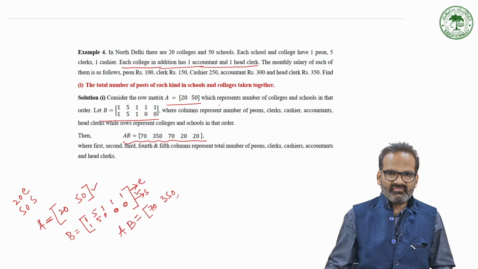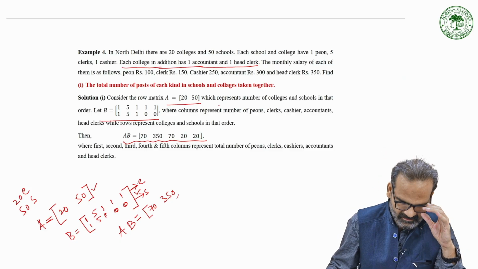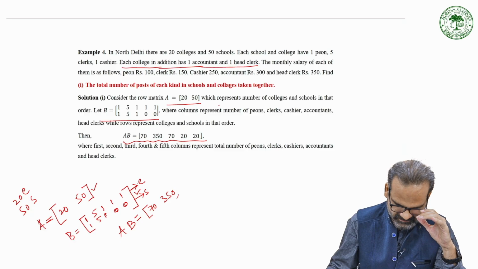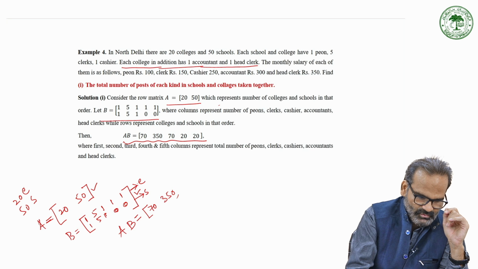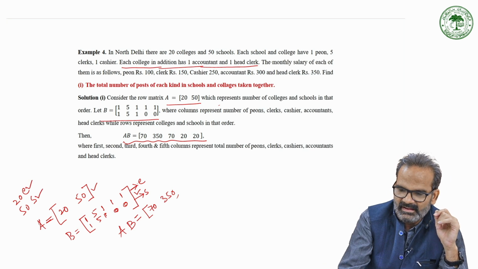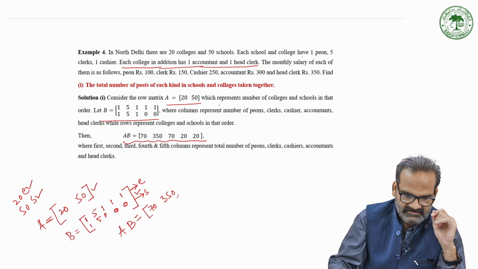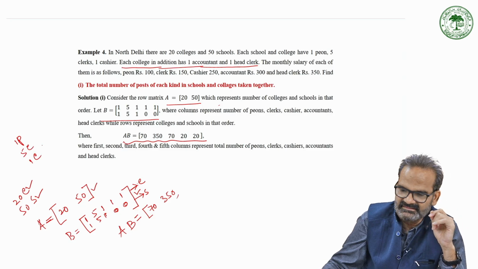Students, welcome once again. Let us give a brief idea of this example. We had left this example, now we will continue it. In North Delhi, there are 20 colleges and 50 schools. Each school and college has 1 peon, 5 clerks, and 1 cashier.